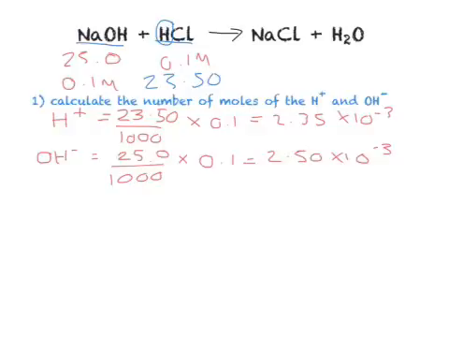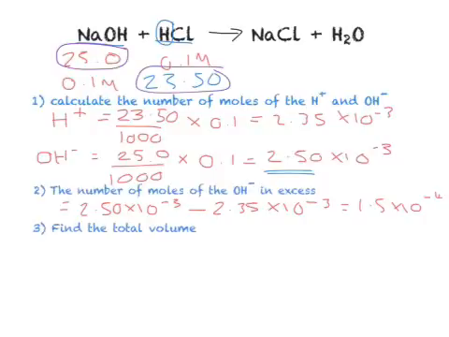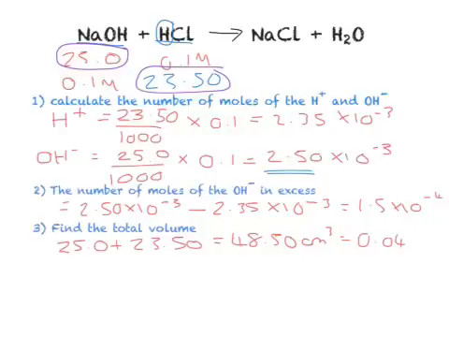Now if you look at those two numbers, we have to identify which one's in excess. Well, the hydroxide ion is in excess, and we can calculate the number of moles of the hydroxide in excess, which comes out as 1.5 times 10 to the minus 4. Next we need to find the total volume, and you can see from the question that we've got 25 centimetres cubed of sodium hydroxide and 23.5 centimetres cubed of hydrochloric acid. So the total of that comes out as 48.5, and then obviously if we convert that to decimetres, it's 0.0485.